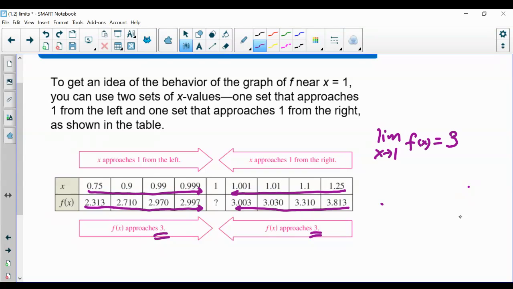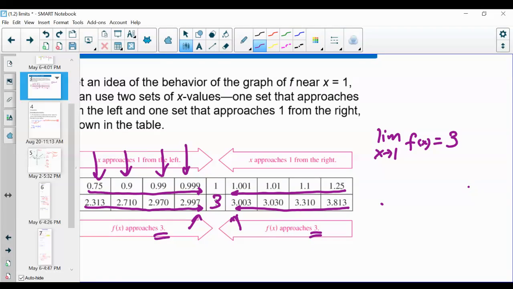Now, if you had to use your calculator, sometimes you're going to be given a function and you're just going to have to type in these x values into the equation, and figure out what you're getting for y to fill in these tables. But if the left side and the right side look like they're approaching the same value of 3, or whatever value, if they're approaching the same value, then that'll be the limit.